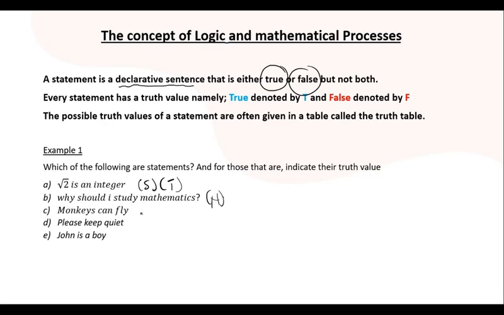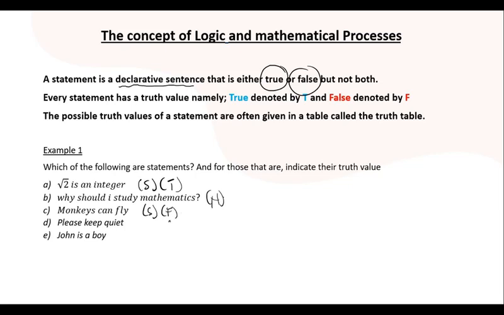Now let's look at C. Monkeys can fly. Is this a statement? Yes, this is a statement because monkeys can fly can either be true or false. So first of all, we have it as a statement. Now, is it true that monkeys can fly? Whoever says monkeys can fly, well, that person is deceiving us. Science has not taught us that monkeys can fly. So this is a false statement.